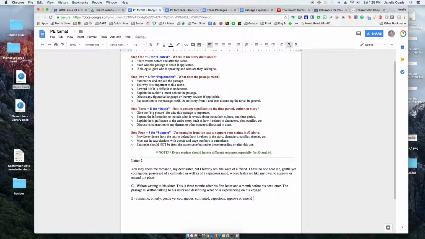I also might want to point out, so another thing I might put in my notes, approve or amend has some nice alliteration to it. Anything else? Cultivated and capacious, so that's also some good alliteration in there. So these are the kind of things that you would point out.